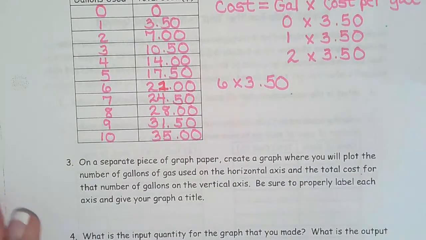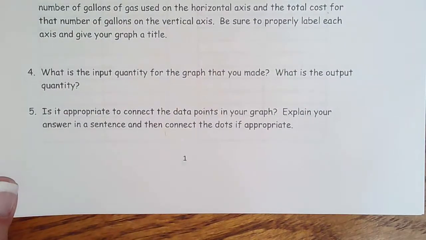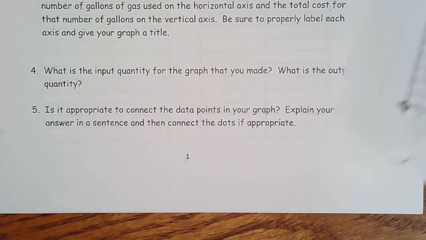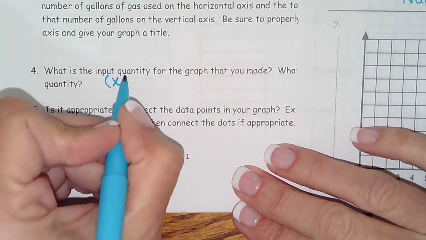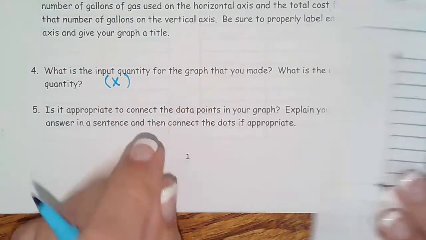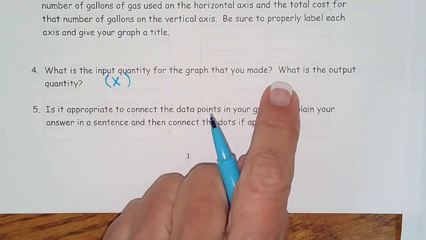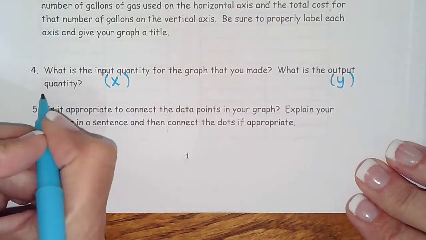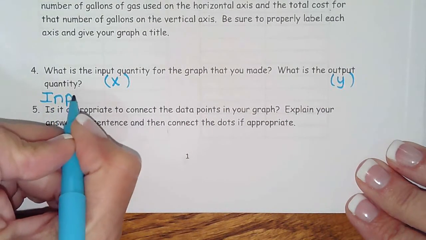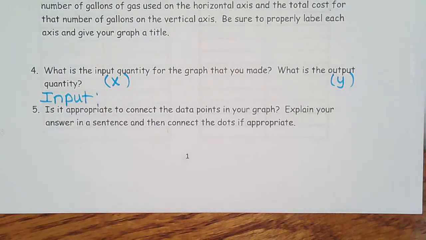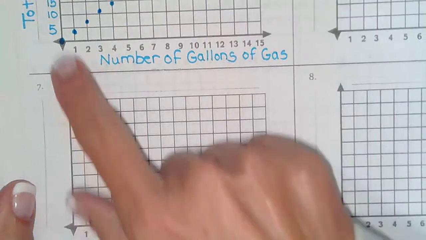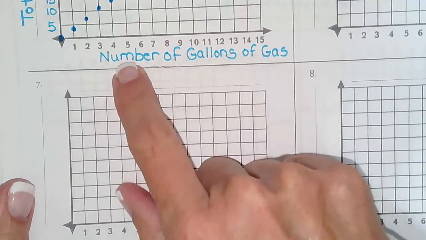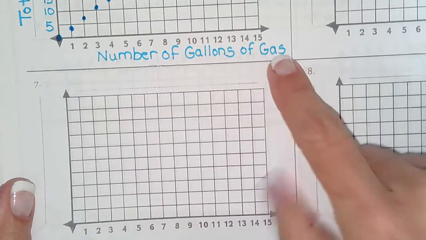Okay, let me gather my papers here. What is the input quantity? So do you remember input is the X? What is the input quantity for the graph? What is the output quantity, which is the Y? So let's write input first. So we learned input are the X values. So what's the quantity? Number of gallons of gas.